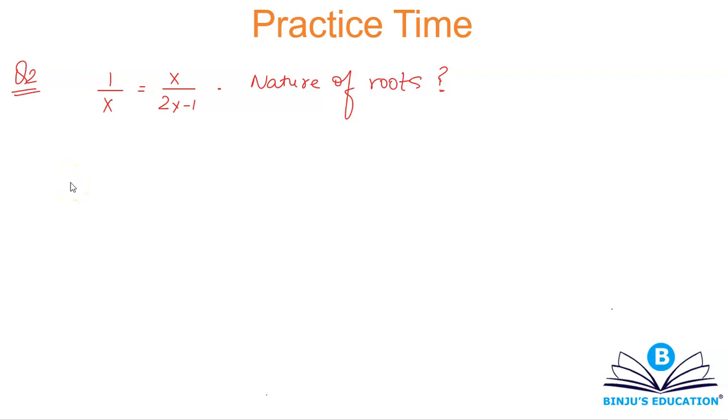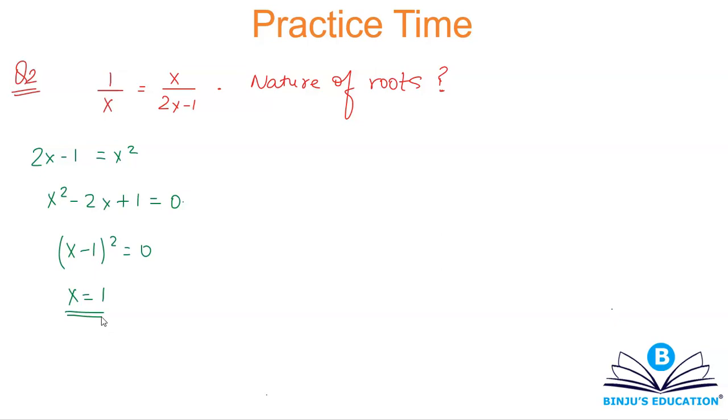You can do the cross multiplication, and this will be 2x minus 1 is equal to x square, or you can write this as x square minus 2x plus 1 is equal to 0. Okay, now there are a couple of ways of solving this question. One is, if you're good with the algebraic identities, then you'll observe that this is nothing but x minus 1 whole square is equal to 0, which will give you x is equal to 1. So the roots are real and equal because there is only one value of x which satisfies this. So the nature is real and equal roots.